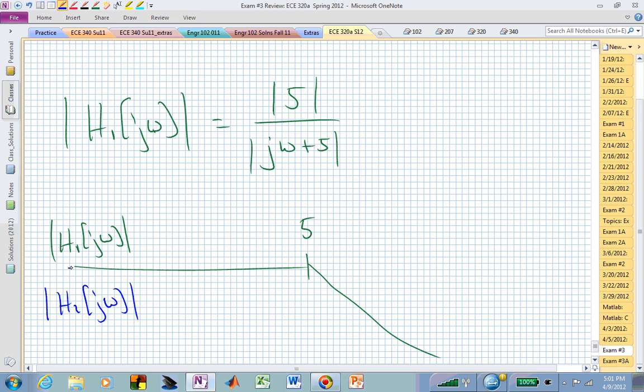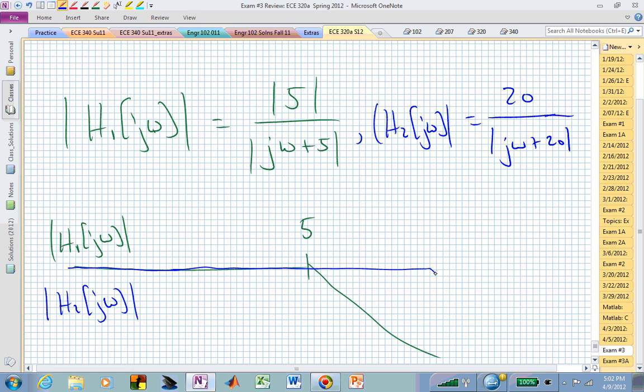It was exactly the same at DC, wasn't it? It was 0. But now H2, we are going to worry about it being flat out to 20, and then it will go down.